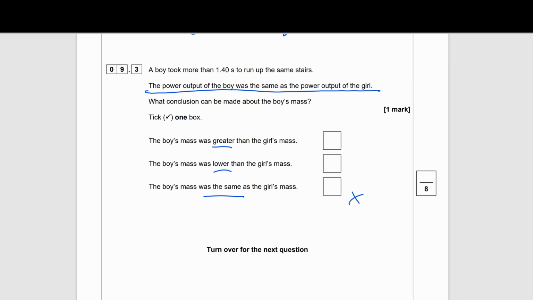So why would it take the boy more than 1.4 seconds to run even if the power is the same? Well, if the mass was lower, technically the boy should run faster, so it should take less than 1.4 seconds. So if it was greater, that should make the most sense.